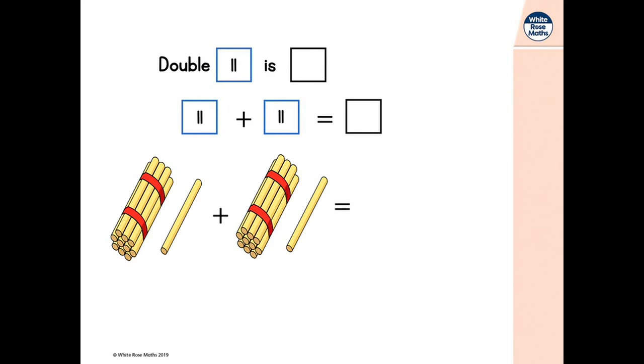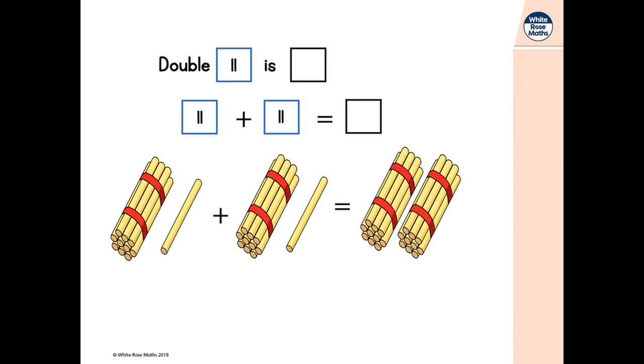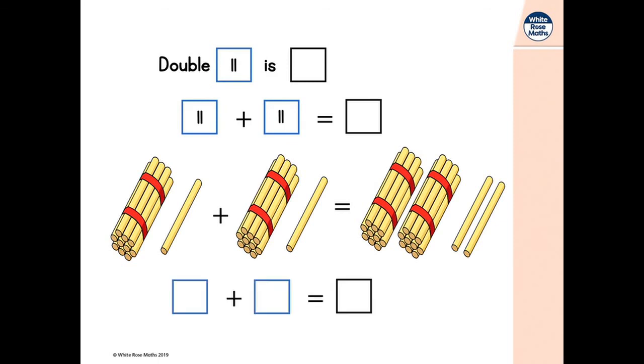Now, how many straws do I have altogether? Well, I've got 2 bundles of 10 straws and 2 single straws. How can I find out the total? Well, actually, I could think about those 2 bundles of straws is the same as 20, and the 2 single straws are 2. So 20 plus 2 is equal to 22. I think we've just doubled 11. Double 11 is 22, because we know that 11 plus 11 is 22. Well done on that challenge.